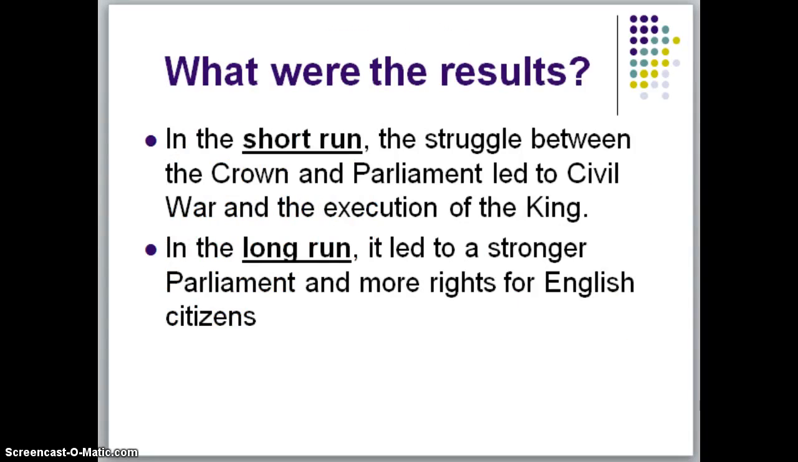What are the results? In the short run, there's going to be a struggle between the crown, which is the king or queen, and in this case it will be the king, and Parliament. And it's going to lead to an English Civil War and the execution of King Charles I. In the long run, it's going to lead to a stronger Parliament and more rights for the English citizens.